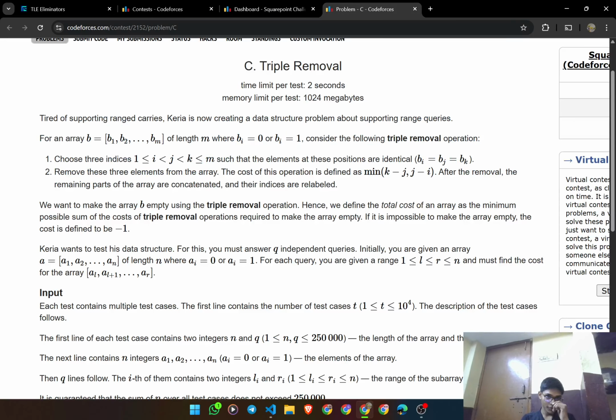Okay, so let's come back to our question. What is our question saying? Minimum from k minus j and j minus i. Here k indicates the third index, because we have to choose 3 numbers. k is the index of the third number, j is the index of the second number, and i is the index of the first number. So this is the difference between all the indices.